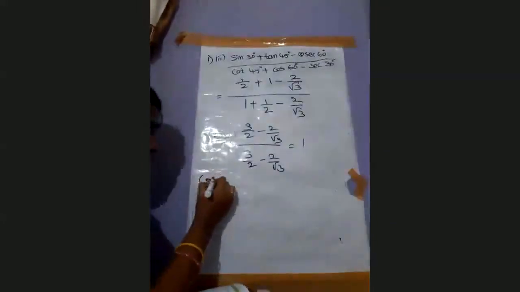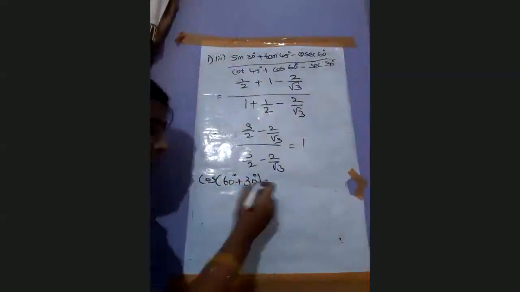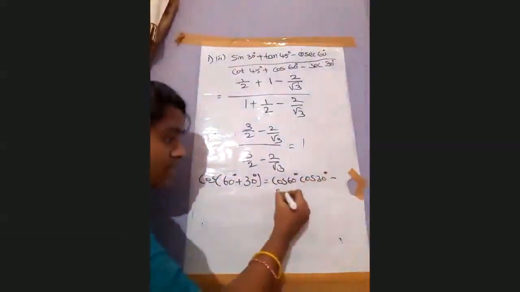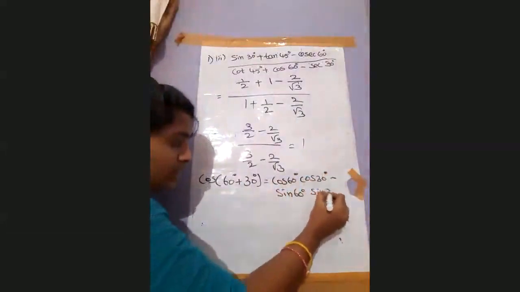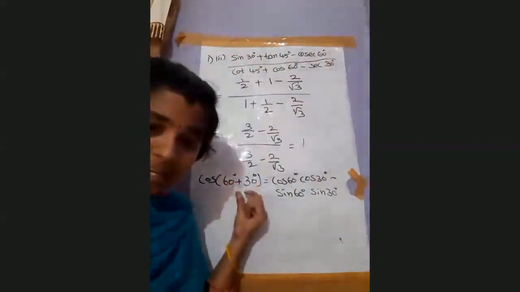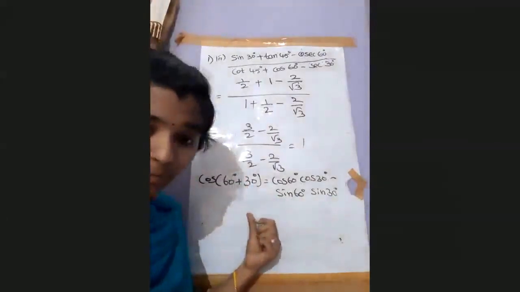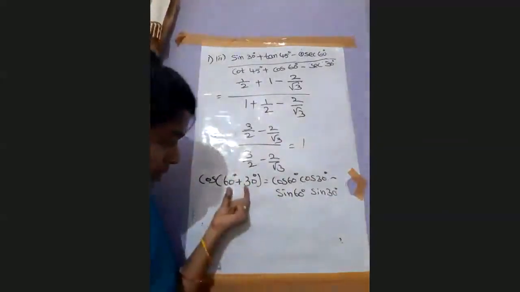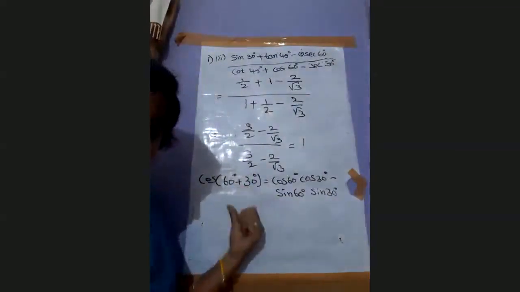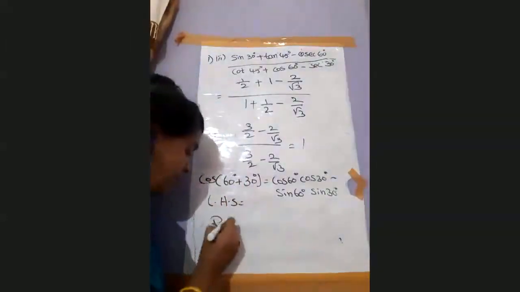They have given that cos of 60 degree plus 30 degree is equal to cos 60 cos 30 minus sin 60 sin 30. You have to verify. First of all, this is taken as LHS and this is the RHS, right? So first you have to find the LHS value. Here we have 60 plus 30. How much do you get? 90, right? Cos 90 value. So first find the LHS value and then find the RHS value.